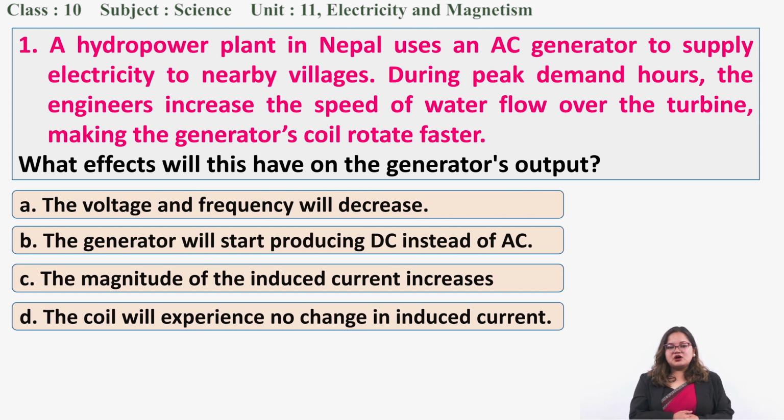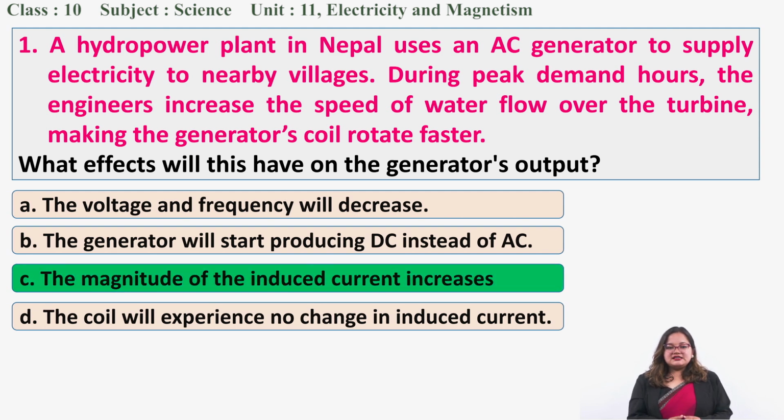So let's look at the options. Option A, the voltage and frequency will decrease. B, the generator will start producing DC instead of AC. C, the magnitude of the induced current increases. And D, the coil will experience no change in induced current. When we talked about increasing the magnitude of induced current, we said that if we increase the change in magnetic flux, we'll be able to increase the magnitude of induced current, right? So with that information, what do you think is the correct answer? Yes, you got it right. It is option C, the magnitude of the induced current increases.